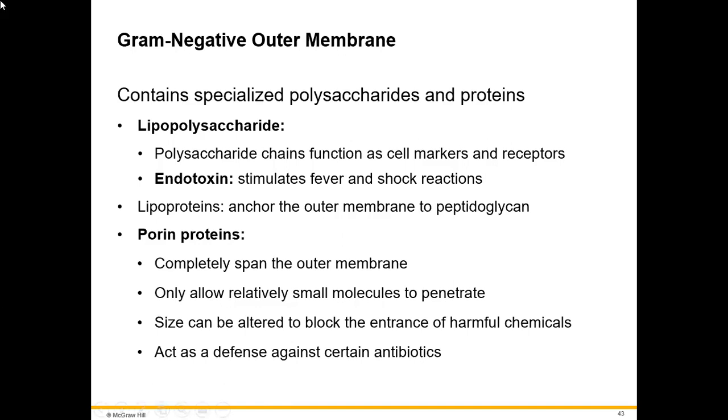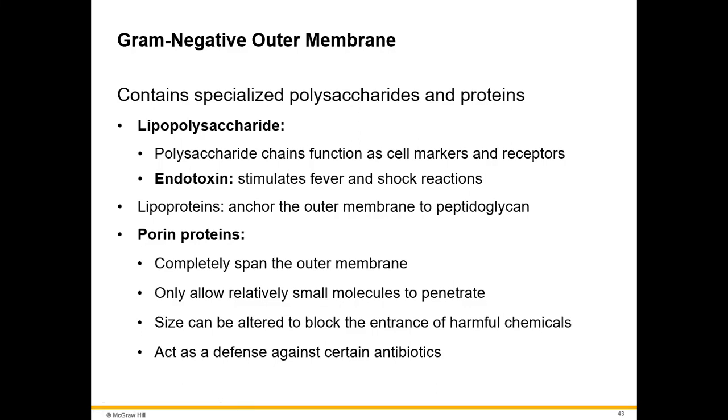The gram-negative outer membrane has specialized polysaccharides and proteins. So it has that lipopolysaccharide layer. The polysaccharides can function as cell markers and receptors. I mentioned before they have an endotoxin in the lipopolysaccharide layer. The endotoxin is a non-specific toxin. It can cause fever and shock. It's very resistant.